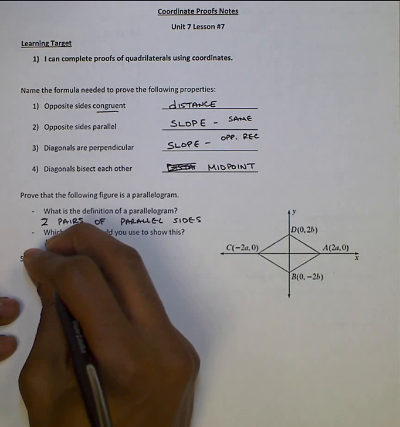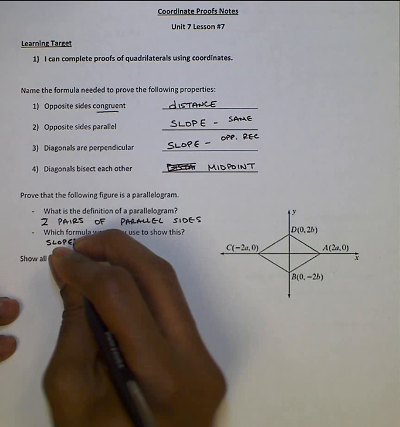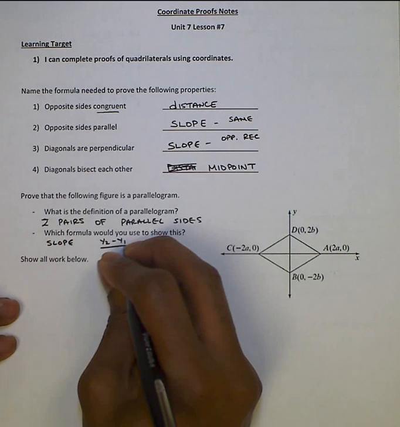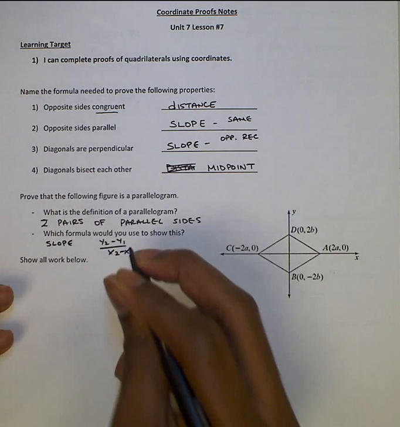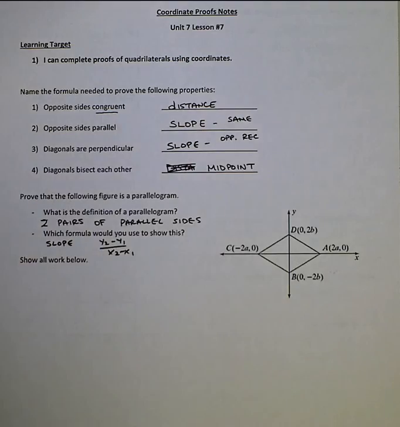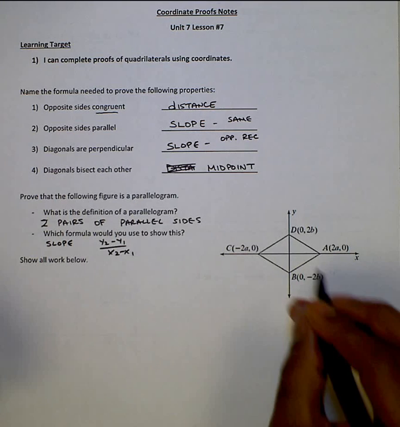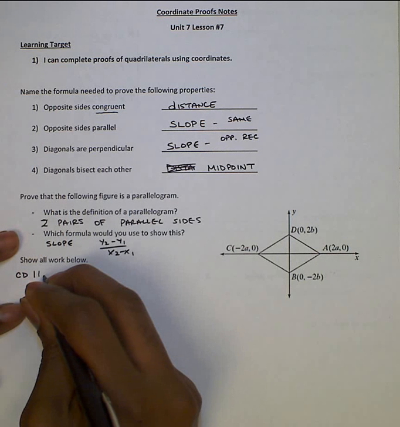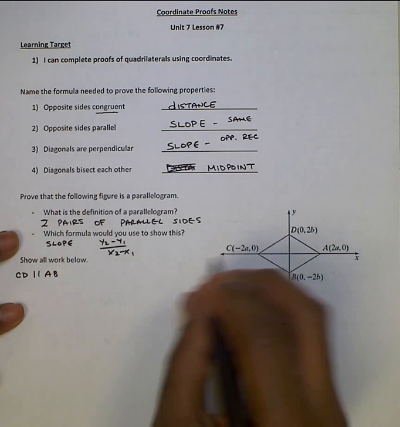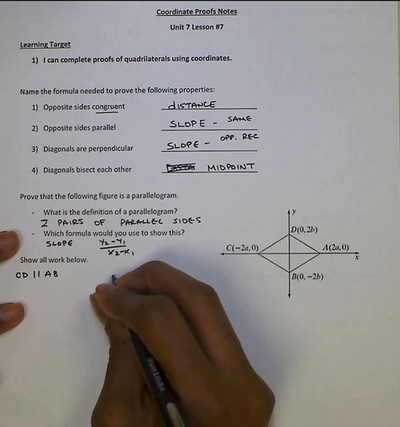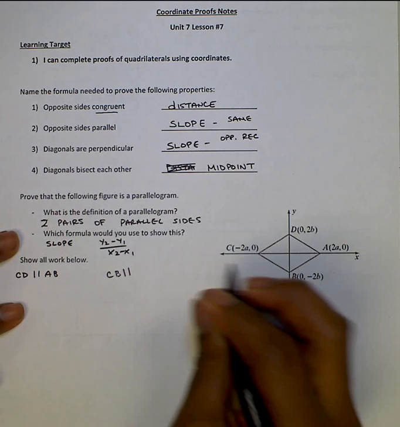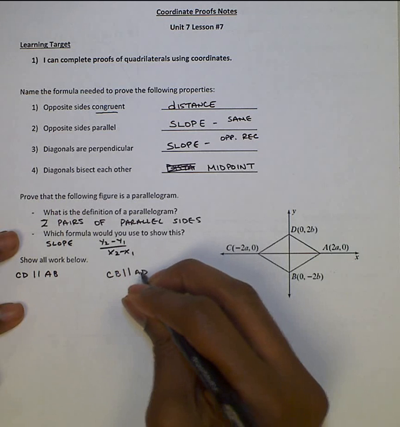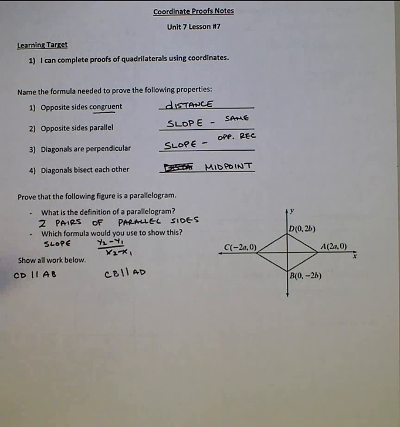We'll need slope. Remember that's y2 minus y1 over x2 minus x1. That should be in your last notes. So if I want to show that this is a parallelogram, I'm going to need to show that CD is parallel to AB. And I'm also going to need to show that CB is parallel to DA, or AD, I'll just say that. Okay, and so let's find slope.